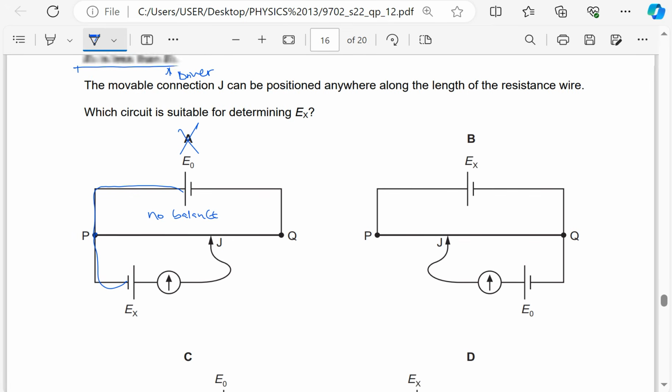Then let's check B. In B, the positive terminal is linked to the positive terminal, which is correct, but they have positioned EX in the wrong position. EX cannot be the driver cell because its EMF is less than E naught. We can never get balance here. So this one is also not correct because of the position of EX.